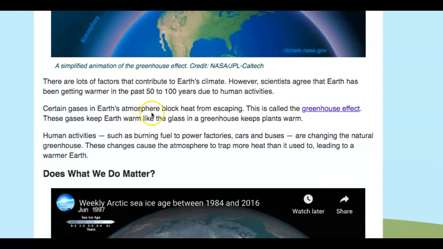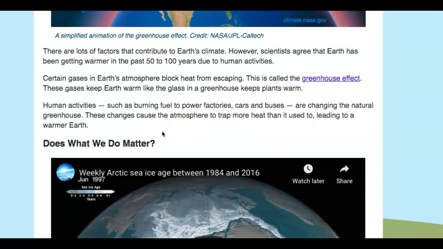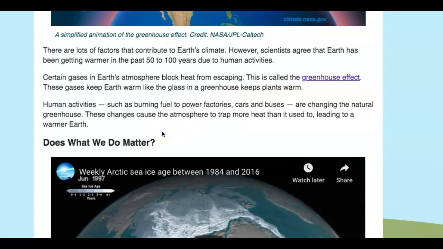Certain gases in Earth's atmosphere block heat from escaping. This is called the greenhouse effect. These gases keep Earth warm like the gases in a greenhouse keep plants warm. Human activities, such as burning fuel to power factories, cars, and buses, are changing the natural greenhouse. These changes cause the atmosphere to trap more heat than it used to, leading to a warmer Earth.